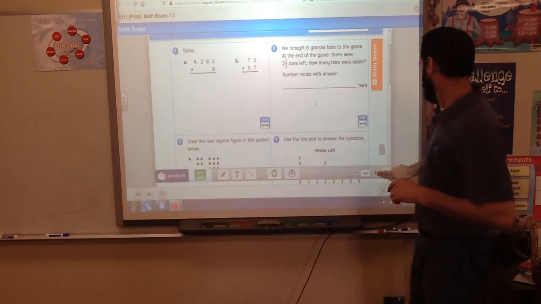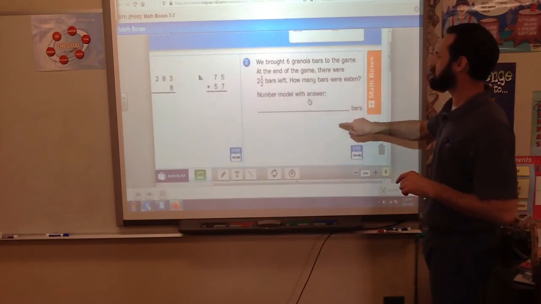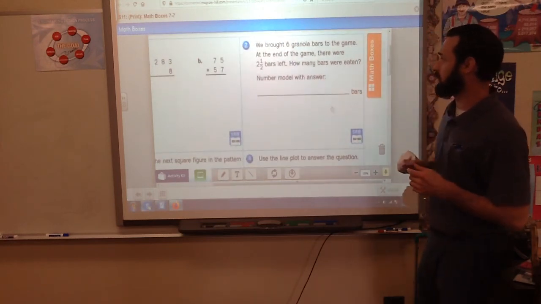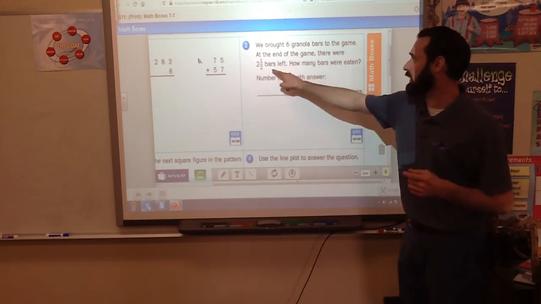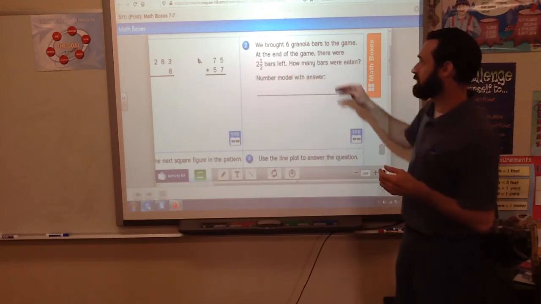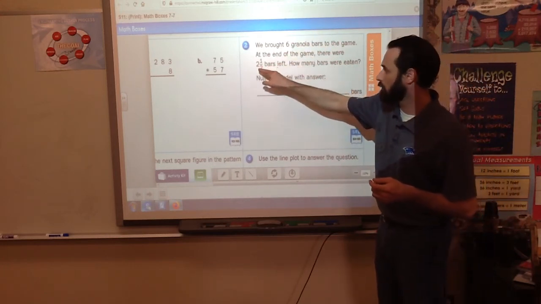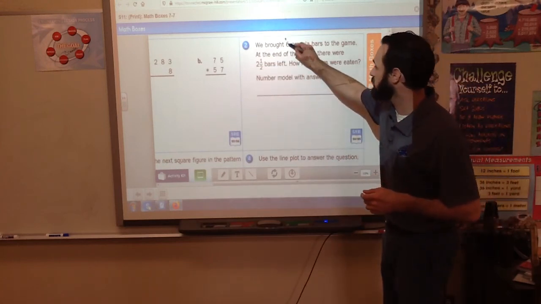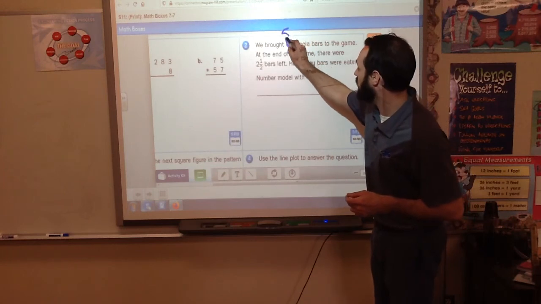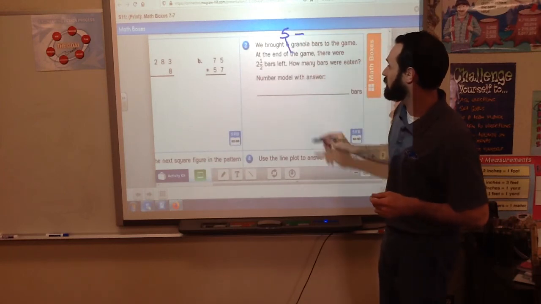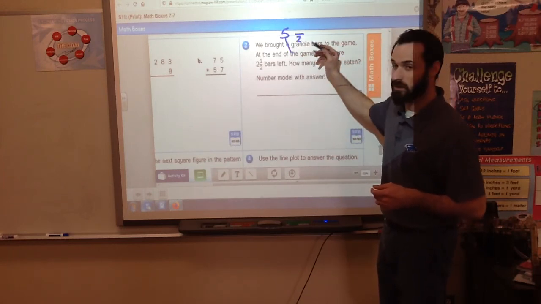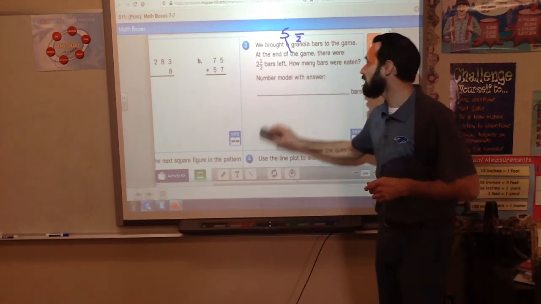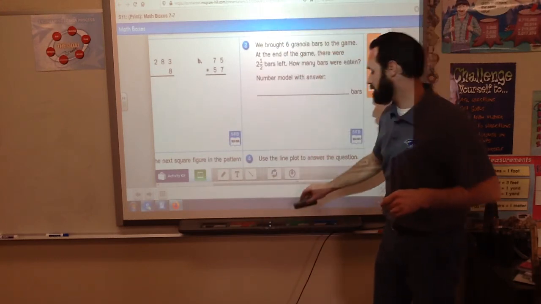Number 2 says, we brought 6 granola bars to the game. At the end of the game, there were 2 1/2 bars left. How much was eaten? Start with 6 minus 2 1/2. The toughest thing with this is you've got to regroup from your 6. So we cross it out, we make it a 5, and we take that other 1 and we make it a fraction over 2. See how you can do on that?